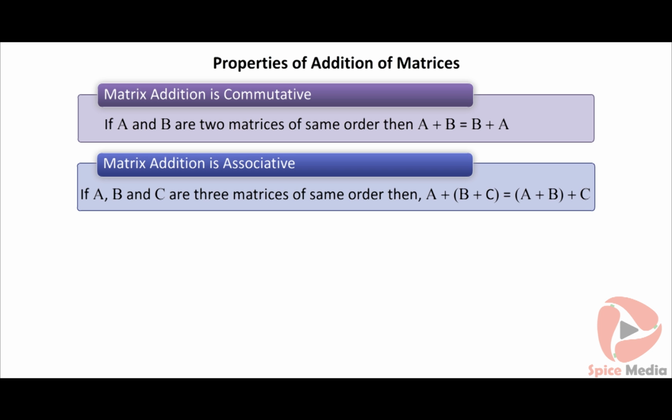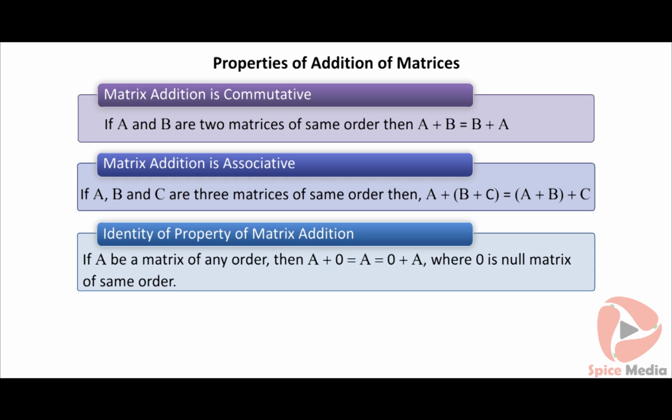Here are the properties of addition of matrices. Matrix addition is commutative. That is, if A and B are two matrices of the same order, then A + B = B + A. Matrix addition is associative. That is, if A, B and C are three matrices of the same order, then (A + B) + C = A + (B + C).